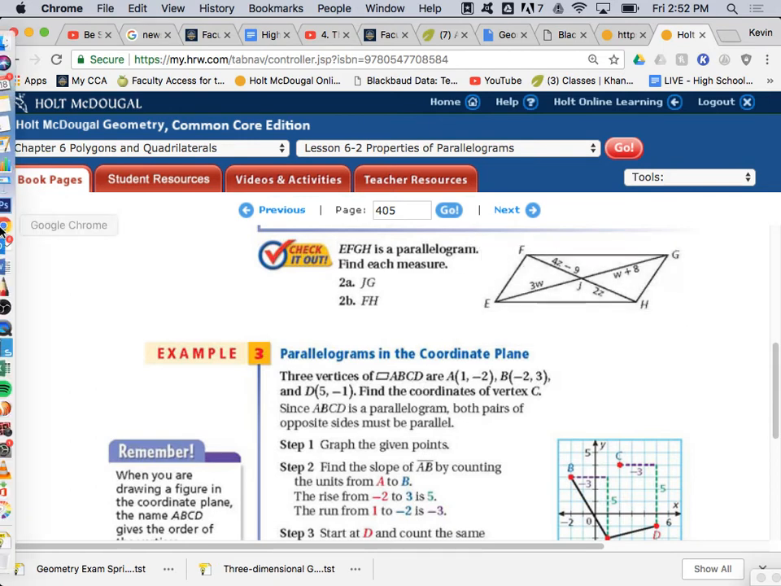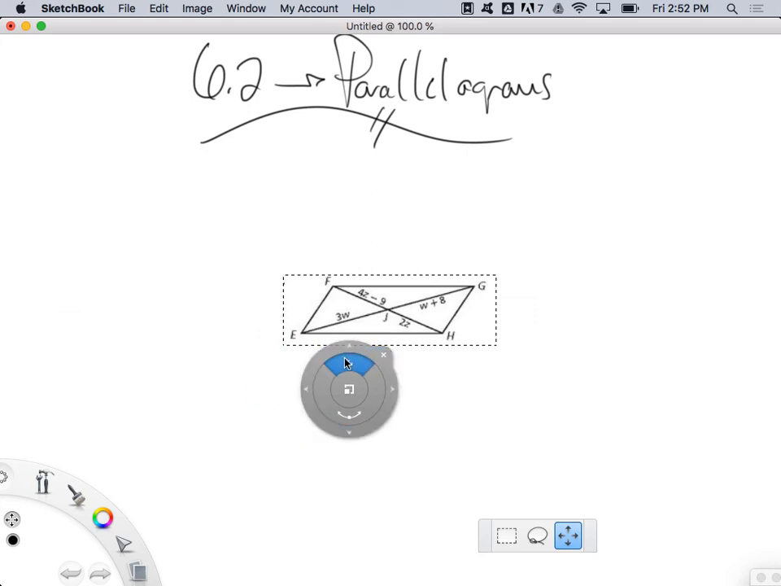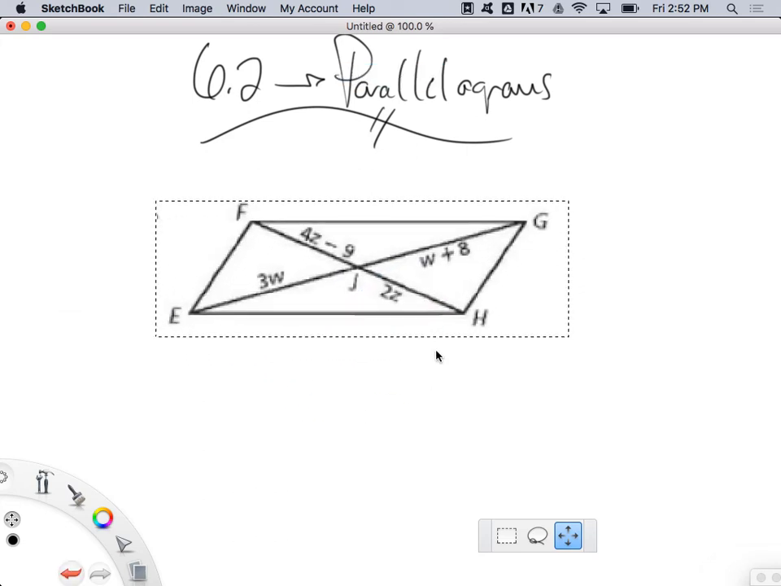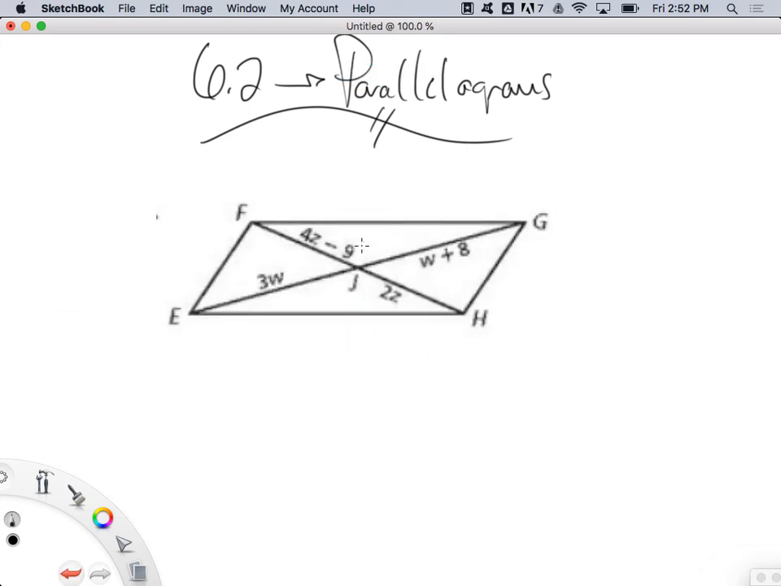All right. Now, what about this one? EFGH. This parallelogram. How could I solve for z and w? What do I know about them? They bisect, which means they are equal. They're congruent, because this one has to equal this one, and this one has to equal this one.